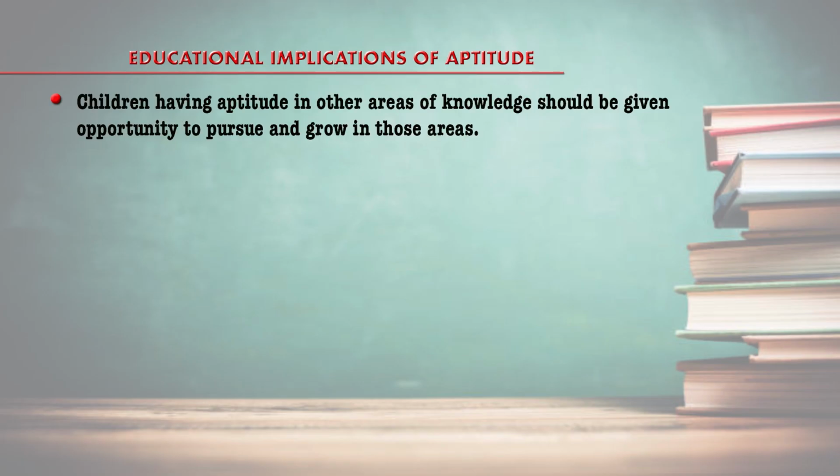And when the teacher is following a democratic attitude or a laissez-faire attitude, then definitely the teacher will find out the specific abilities of the learners, and accordingly the teacher will provide scope to the learners. Further, among the other educational implications of aptitude, children having aptitude in other areas of knowledge should be given opportunity to pursue and grow in those areas.